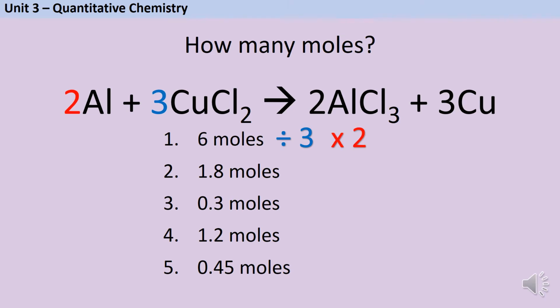By doing this, I can work out that if I have 6 moles of copper chloride, that can react with 4 moles of aluminium. Pause the video and write down an answer to each of the remaining 4 questions.